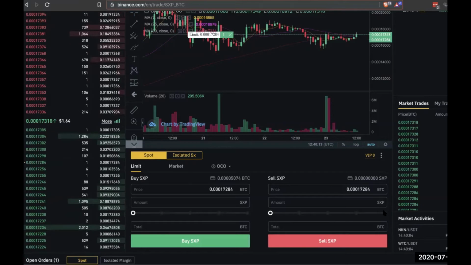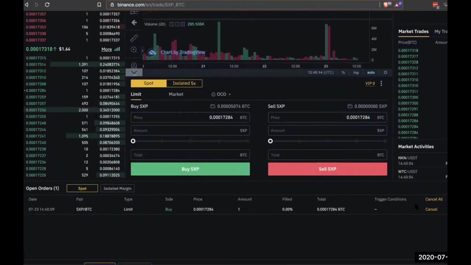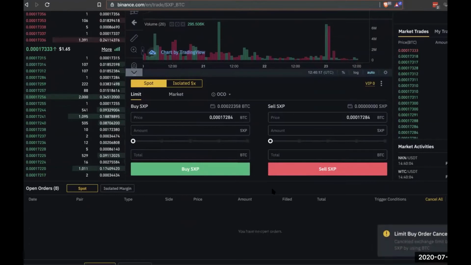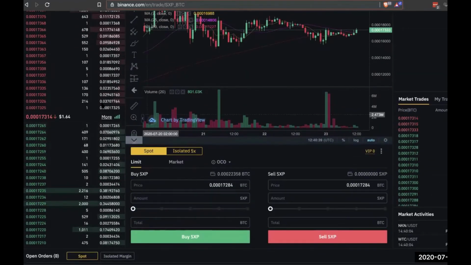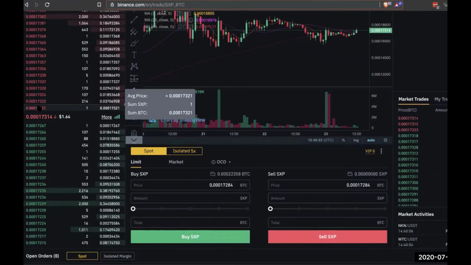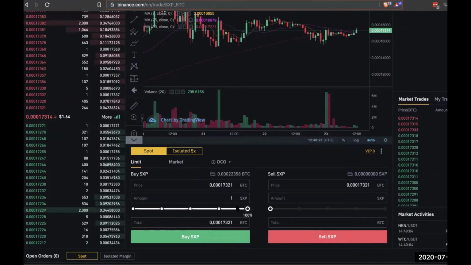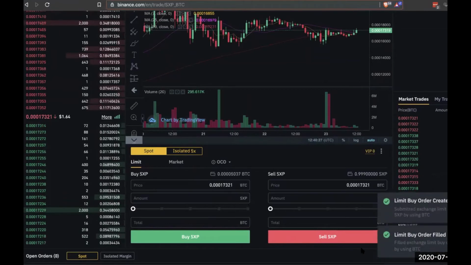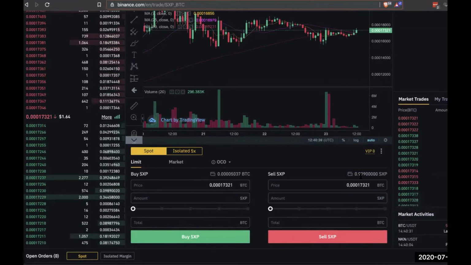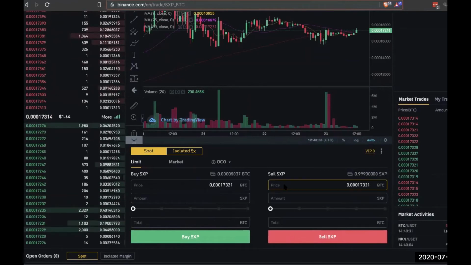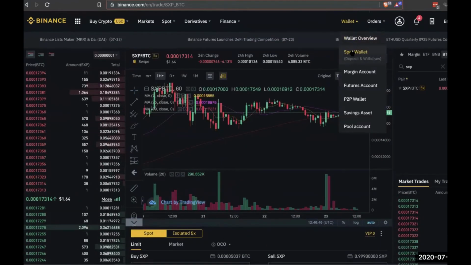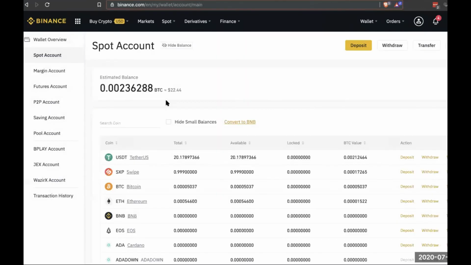That has not gone through yet, so let's cancel again. I wanted it to go immediately. If I'm buying, I must take it from somebody that is selling. And we're buying. There we go. Filled. And I got 0.999. I don't know, it takes a bit of a portion. I should have taken 1 point something. We've got the spot wallets now. We can see our SXP token is there.